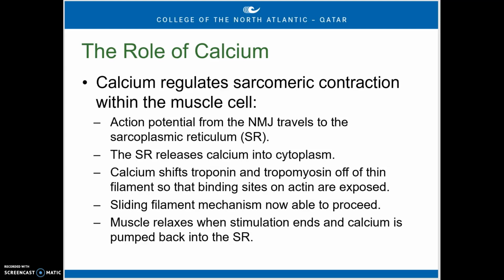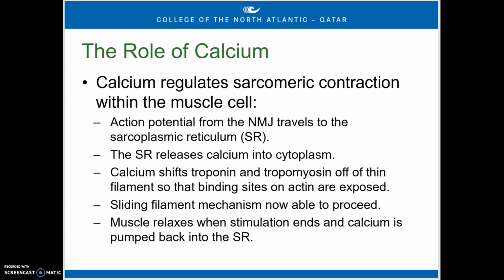Now, when calcium is present in the cytoplasm, it's going to move two molecules that generally sit on the actin protein. These two molecules are troponin and tropomyosin. The calcium is going to shift these two molecules, and when it does, it unveils, or makes available, the binding sites that are on actin so that the myosin heads can bind to them. If you want to think of troponin and tropomyosin as a cover, then the calcium comes and takes the cover off the actin fiber so that the myosin heads can bind to it.